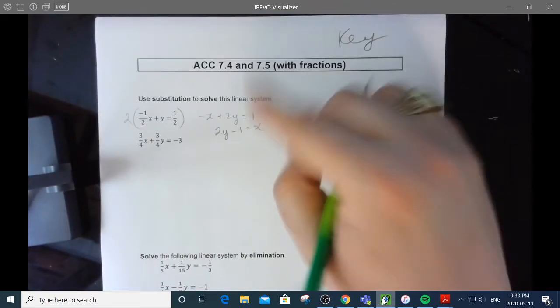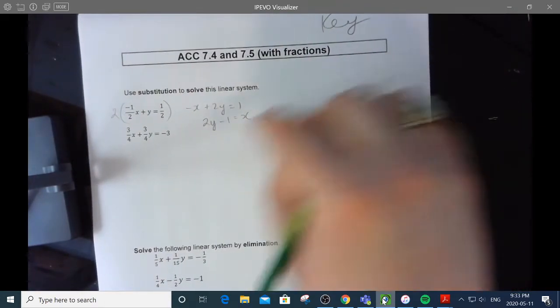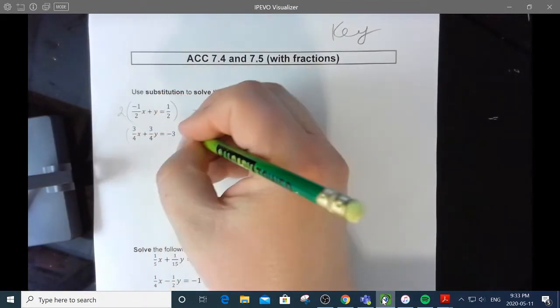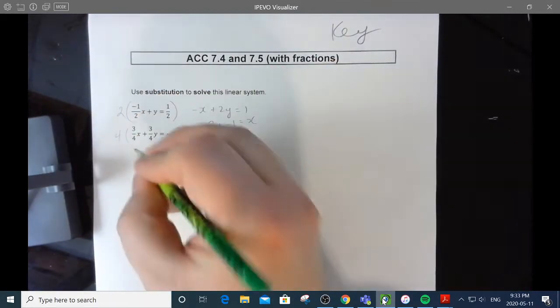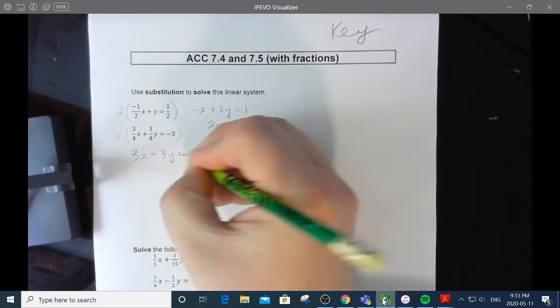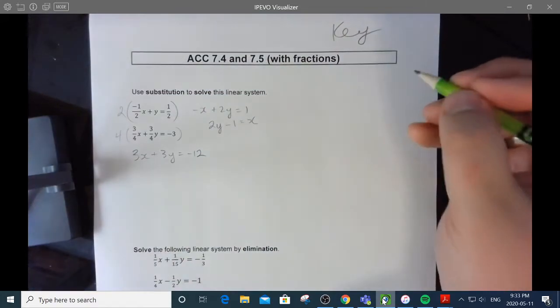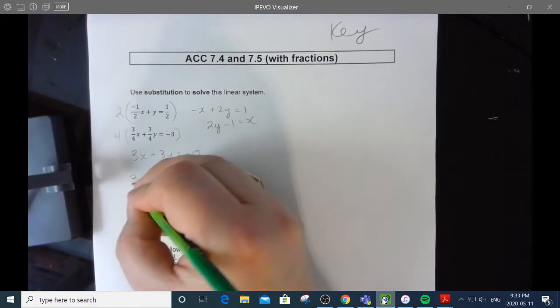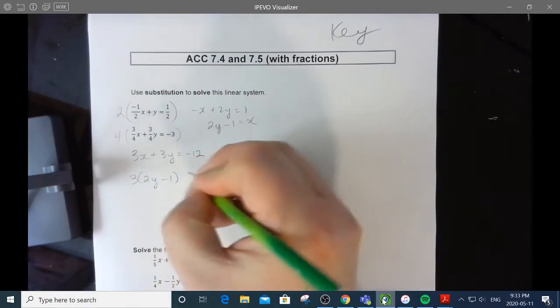That's my substitution, but you know what? I'm not going to substitute just yet. I don't really want to work with these fractions either. So I'm going to multiply both sides of this equation by 4. And I've turned that equation now into 3x plus 3y equals negative 12. Now I'll substitute. So now x is 2y minus 1. So I'm going to replace the x with 2y minus 1.